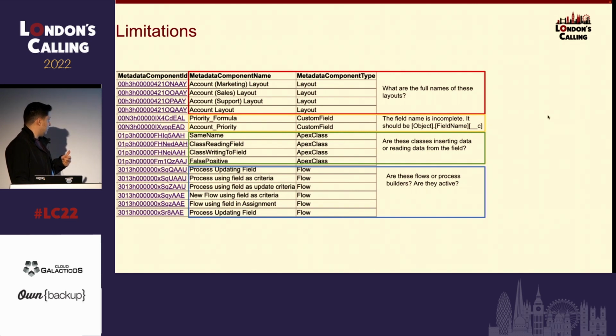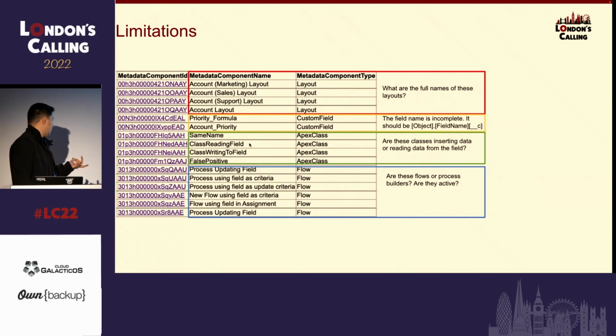For example, the page layouts that I got here, that's not the actual full name of the layout. If you're familiar with the Metadata API, you'll know that the actual name is object dash and then the name of the page layout. The same problem we have with custom fields. Like here we have account priority, but I know that the real API name of this field should be account priority underscore C. Right? So I only get the very raw name of the field. And again, it's not really useful if I want to use this name in subsequent calls to the Salesforce API.